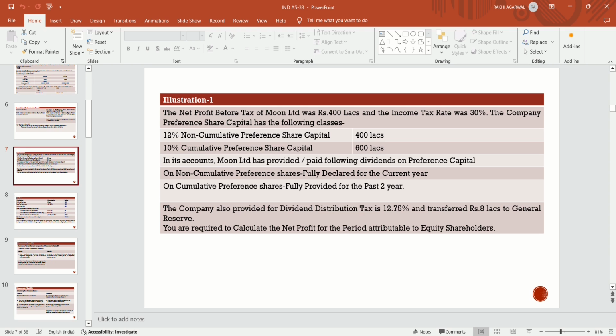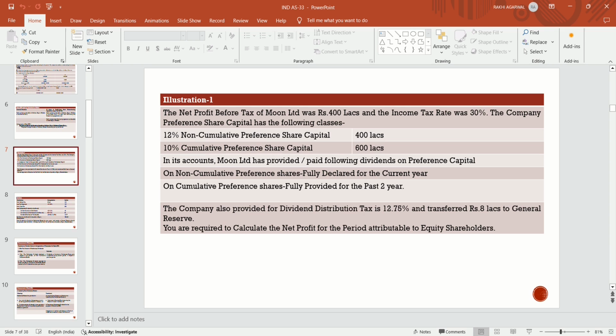In its accounts, Moon Limited has provided and paid the following dividend on preference share capital, meaning they declared and paid the dividend on non-cumulative preference shares, fully declared for the current year. Non-cumulative is the kind of shares where you have to declare and you have to pay. You won't be able to cumulate that dividend. The dividend on those shares is not cumulated; it is to be declared and paid.